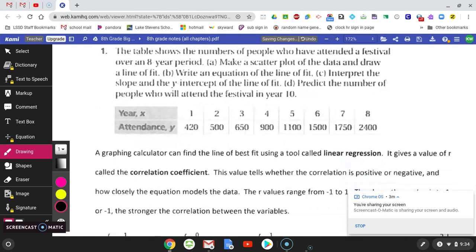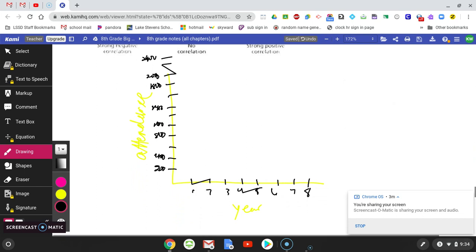We're going to be doing 1, 420. I have it on paper, so I don't have to keep scrolling. So 1 is at 420. 2 is at 500. 3 is at 650. And notice these are all approximations. 4 is at 900. 5 is at 1,100. 6 is at 1,500. 7 is at 1,750. And 8 is at 2,400. Okay, so you can see my general points on there.